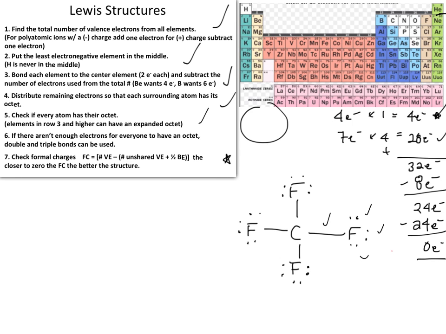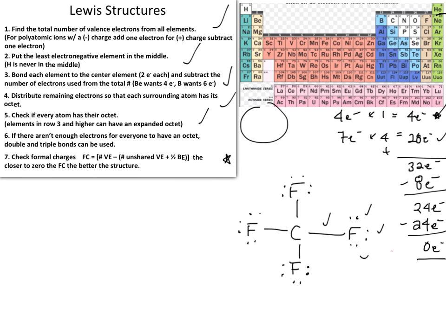Okay, so that leaves us to move on to step number 7. Because everyone has their octet, we can skip over step number 6. So let's move on to step number 7, which is basically the checking of formal charges. What you need to understand is that the formal charge on each element needs to be, or wants to be, as low as possible.